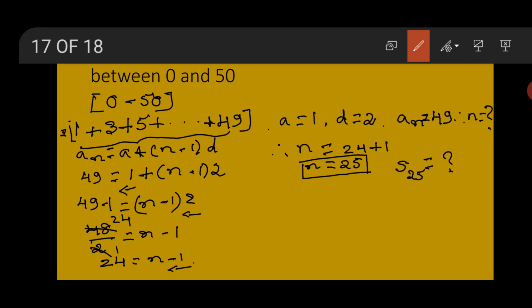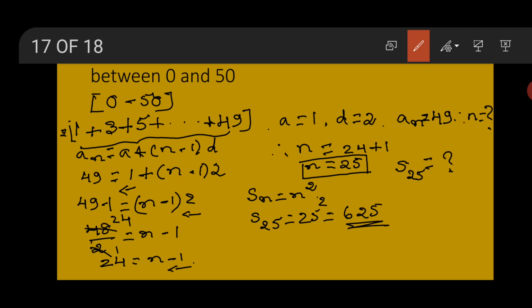Odd integers. First n odd integers is given by what? Sn is equal to n square. We can easily use this formula also. Sn is equal to n square. First, because it is odd numbers, we can easily find out S25 is equal to 25 square. It's equal to 625, right?